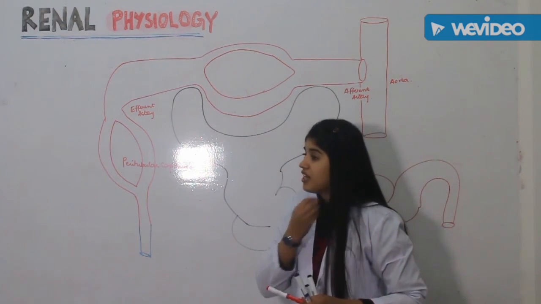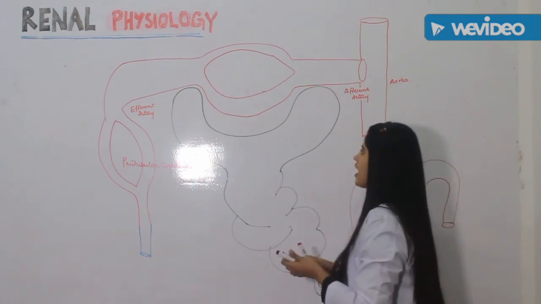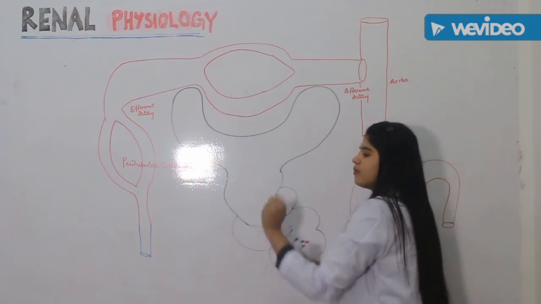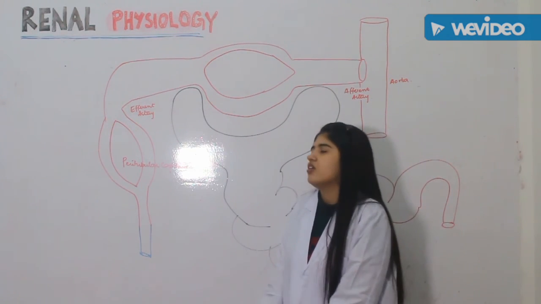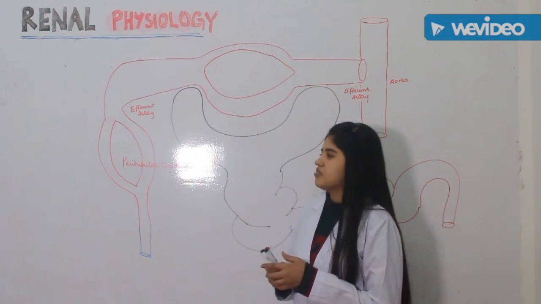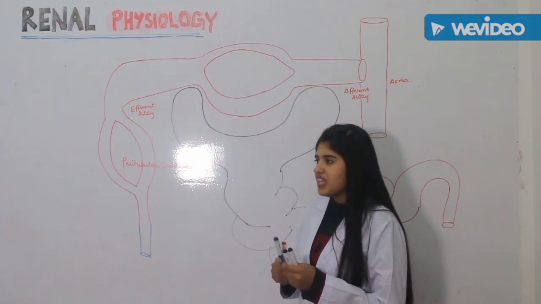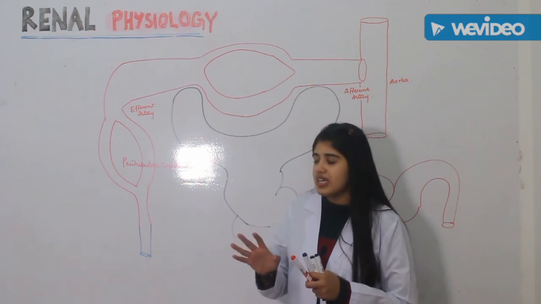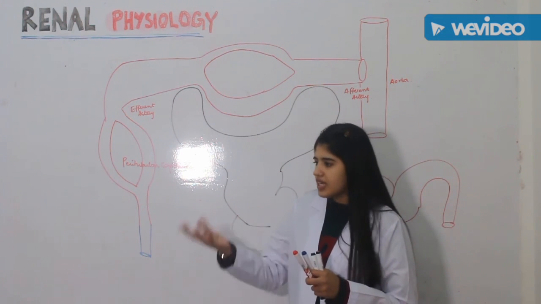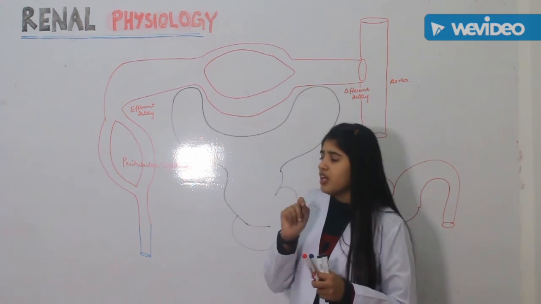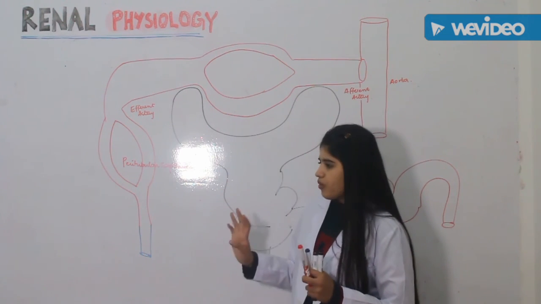But to be general, to be very specific, we have to say that there are two arteriolar systems and two capillaries present over there. That's why the pressure over here would be increased as compared to the others, because whenever there is an artery, the pressure is increased as compared to the venules. So this is one thing.